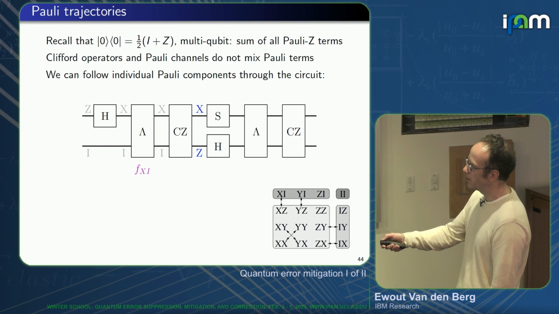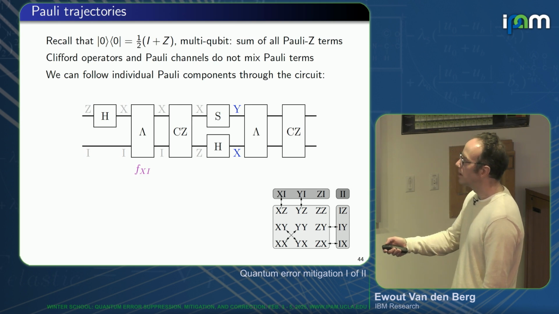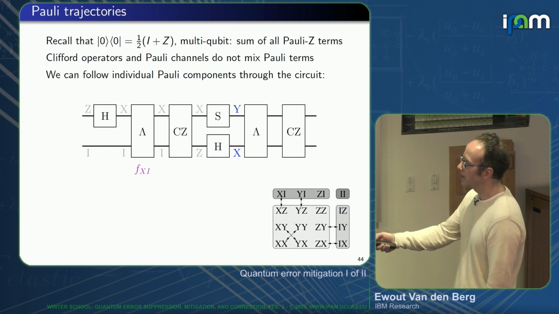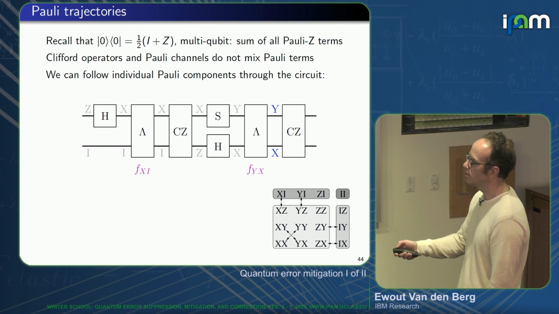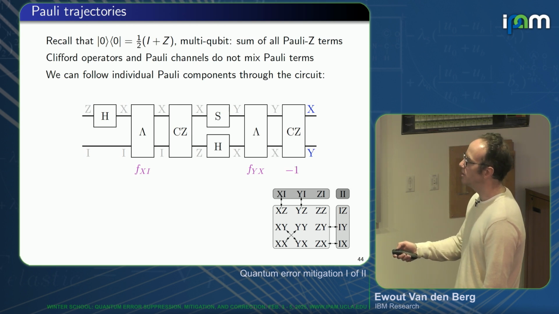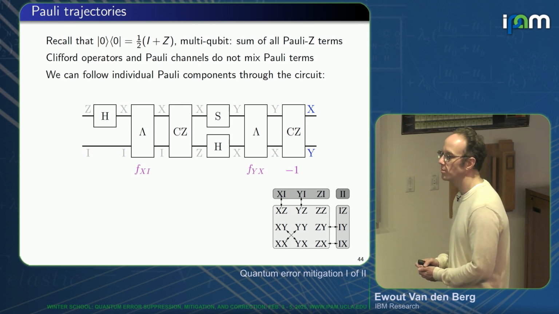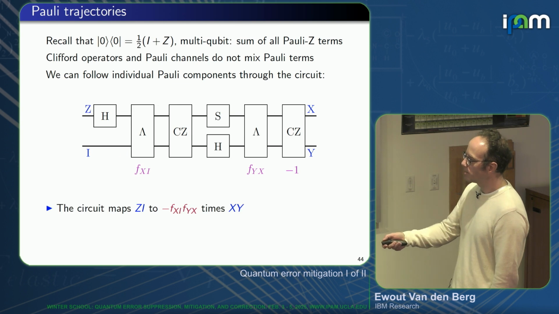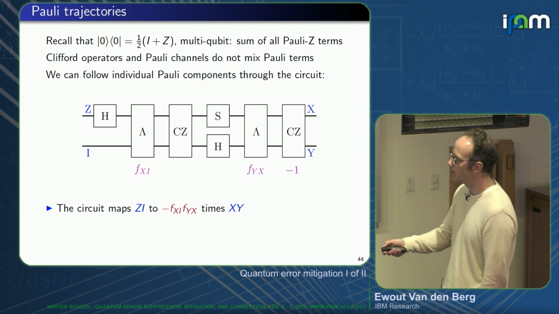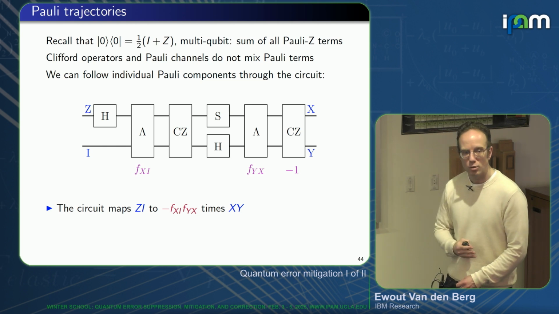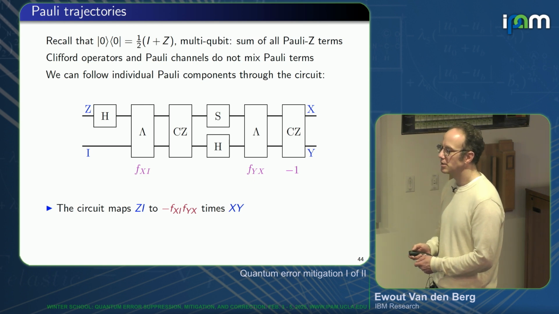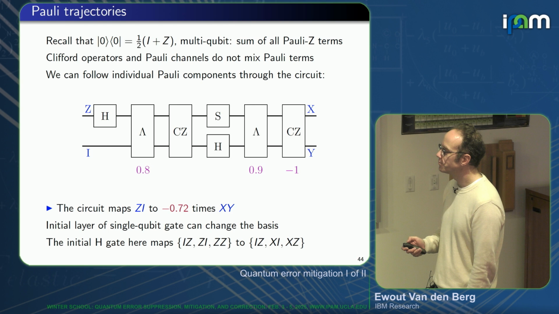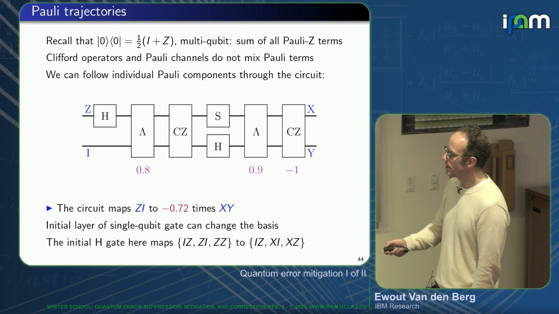Then we apply the phase gates, that maps it to Y. The Hadamard maps Z back to X. Then we again have some noise channel, let's say, that just incurs the fidelity of YX. And then we have a CZ which actually changes it to minus XY. Okay, so the circuit maps ZI to minus f_XI times f_YX times this Pauli. This is how you can sort of propagate an individual Pauli through the circuit. And then, of course, you can plug in numbers.